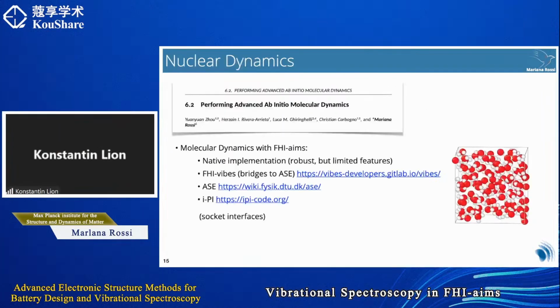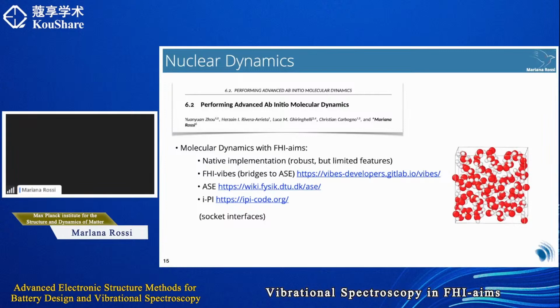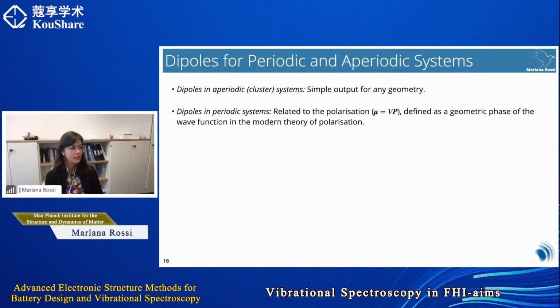Five minutes, roughly. Yeah. But then that's not all. You need dipoles, not only for clusters, but also for periodic systems. For clusters, it's quite straightforward to calculate. You just calculate the integral of the density times the spatial coordinate over all space. And it's in the manual, you can really see that.